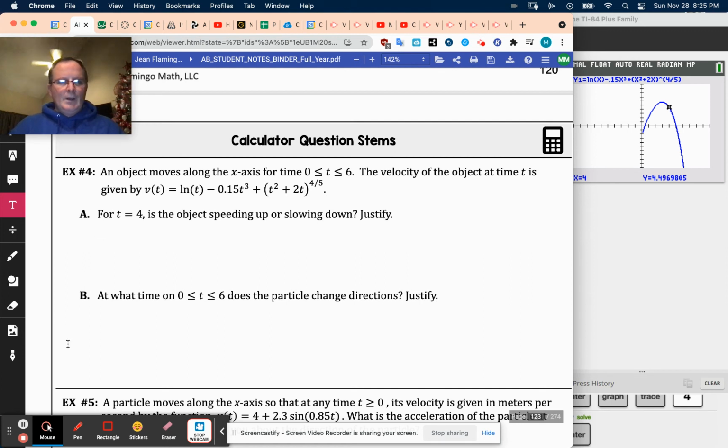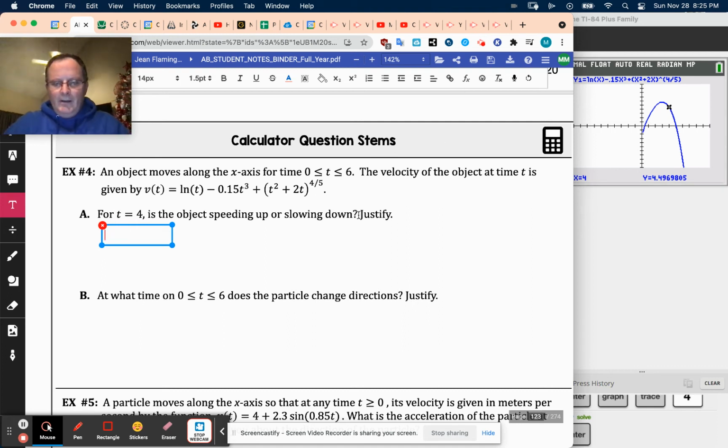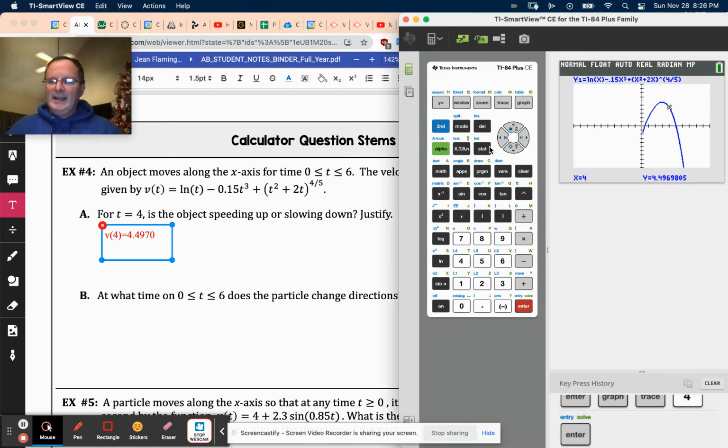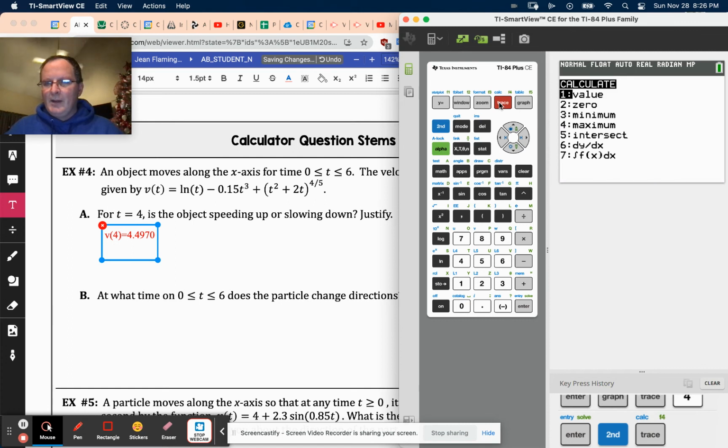I can see from what I still have in here, v of 4 is 4.497, if you're rounding to 4 decimal places. Now, here's the cool thing. You're going to love this. I can actually do second calculate, and I can go down to number 6, and I can find out what the acceleration is at that moment.